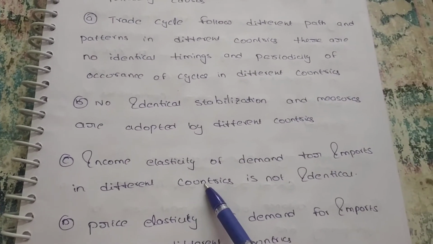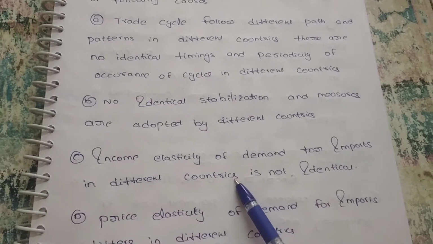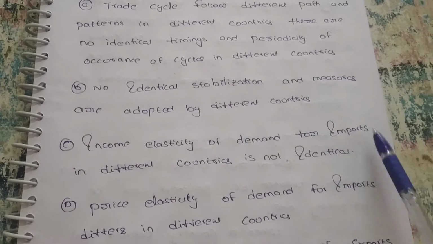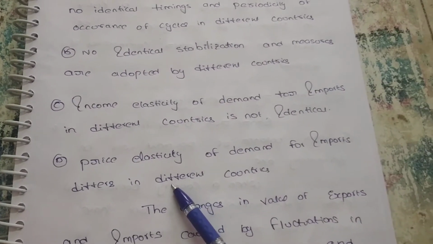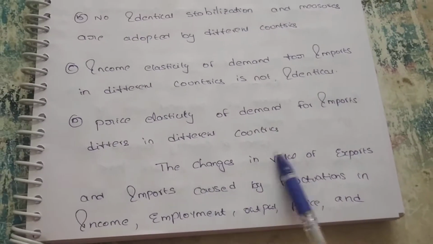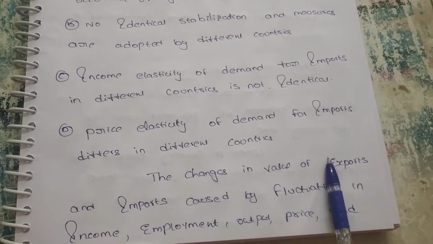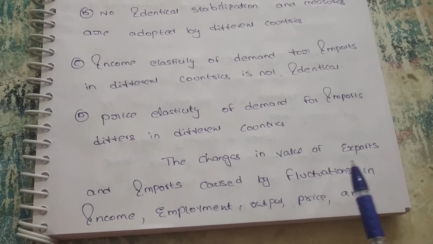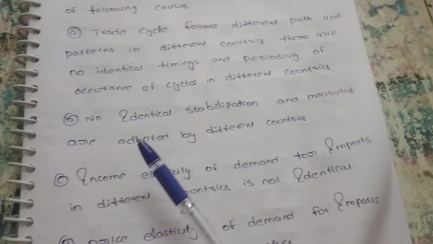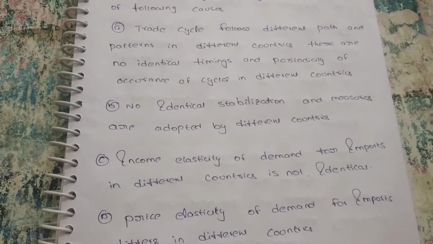And income elasticity of demand for imports. The income elasticity of demand for imports is different in different countries. And also the price elasticity of demand for imports is different for different commodities. Based on all these factors, there are fluctuations in income, employment, output, price and other related factors. These are all the reasons for cyclical disequilibrium.